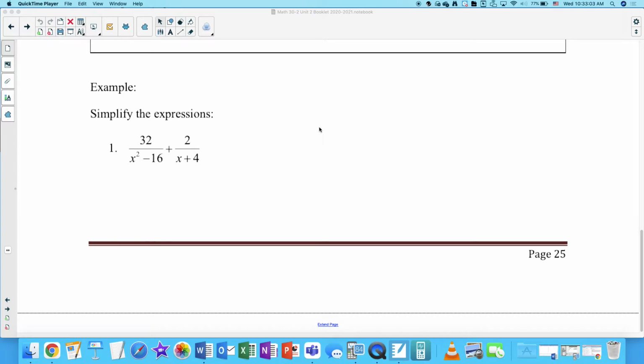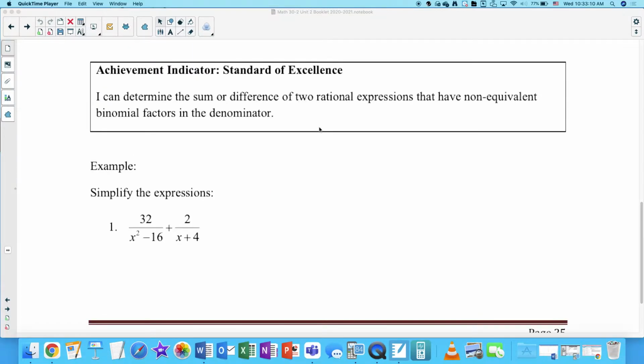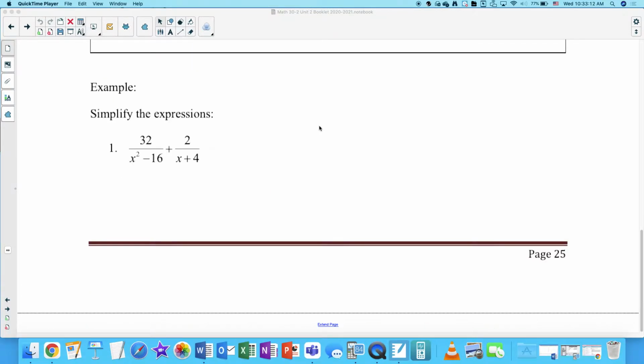Pick up right where we left off with addition and subtraction of rational expressions. The only thing that's different is that we may now see denominators that have multiple binomial factors. Up to this point, the denominators have been a monomial or maybe a monomial times a binomial. Now we're going to have questions where we have multiple binomials in the denominator. This is considered a standard of excellence question.